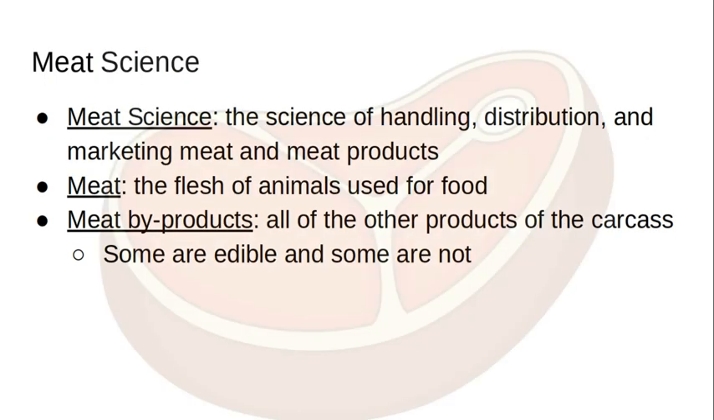The next category of animal science is meat science. Meat science is probably what you think. It is the science of handling, distribution, and marketing meat and meat products. So, what is meat? It is the flesh of animals used for food. Mainly, it's going to be the muscle tissue. Meat byproducts are also used for production, and meat byproducts are all other products of the carcass, some of which can be edible and some which are not.